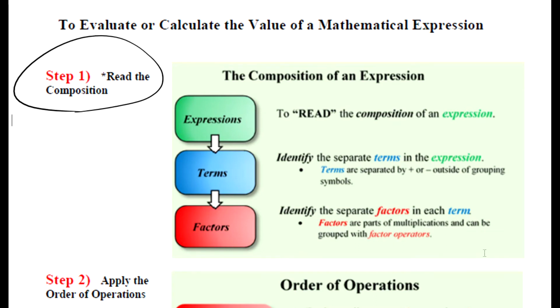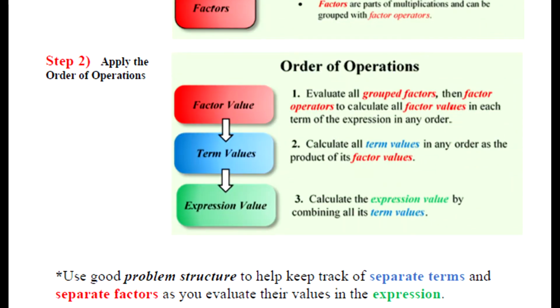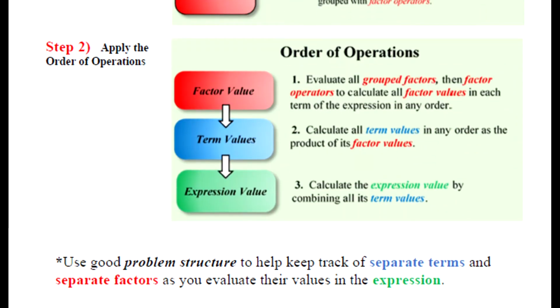If factors make up terms and terms make up expressions, then the evaluation of it is basically from the most basic component on. So the first thing we do, once we have identified, is evaluate all the grouped factors, then factor operators, everything dealing with individual factors of those terms. After we find the factor values, we can multiply those to find the value of the terms. Once we have the value of all of our terms, then we can find the value of our expression by combining all its terms.